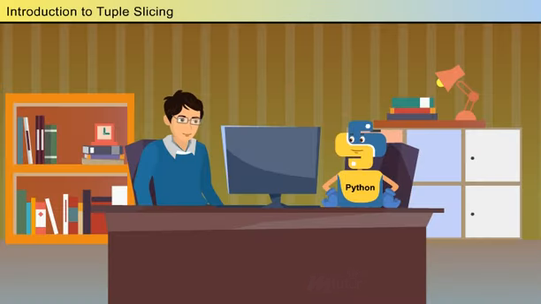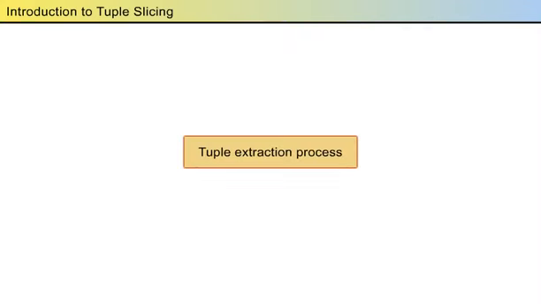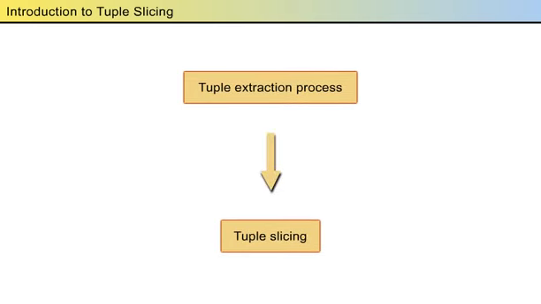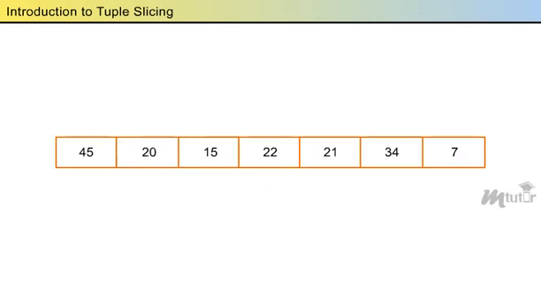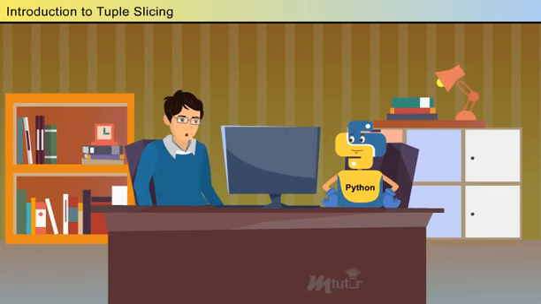Can you help? Oh, that's an easy job, Naveen. We can achieve this by a tuple extraction process called tuple slicing. Similar to list slicing, tuple slicing also plays an important role in Python programming. It is nothing but creating a subtuple from a tuple. Thank you, Mr. Python. I wish to learn more about tuple slicing. Can you teach me? Sure, Naveen.